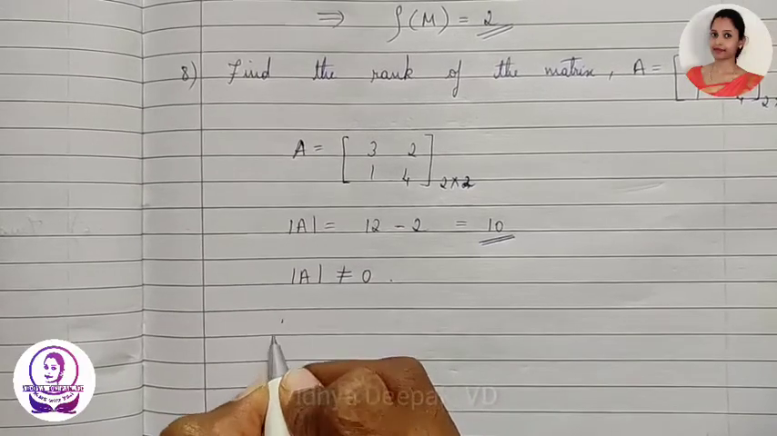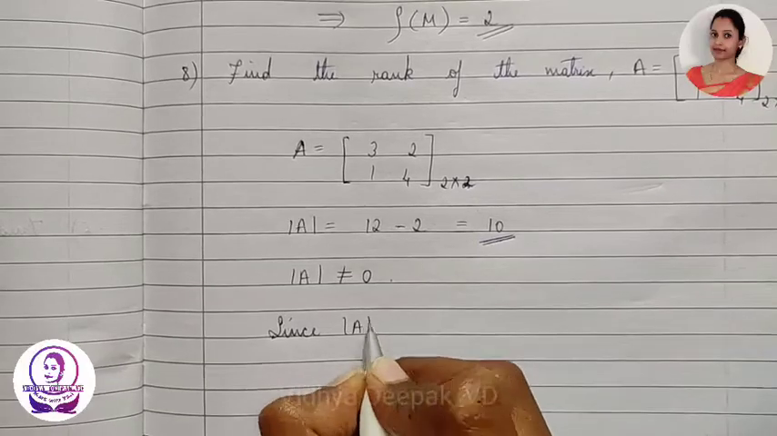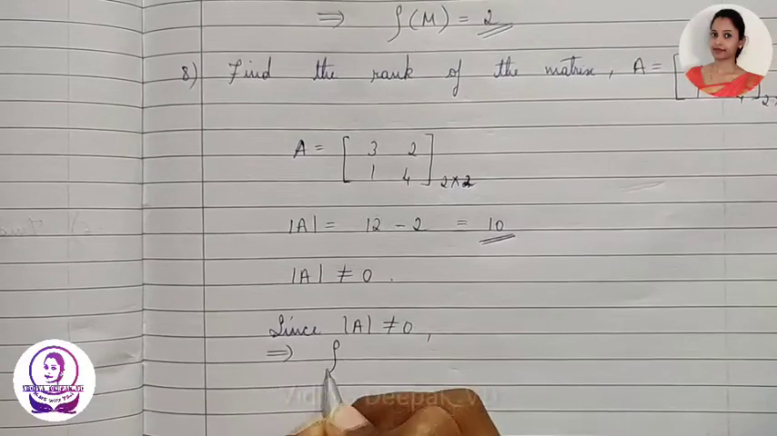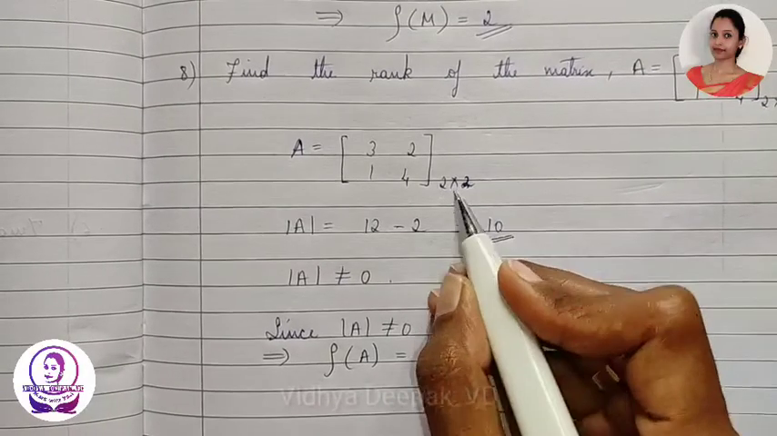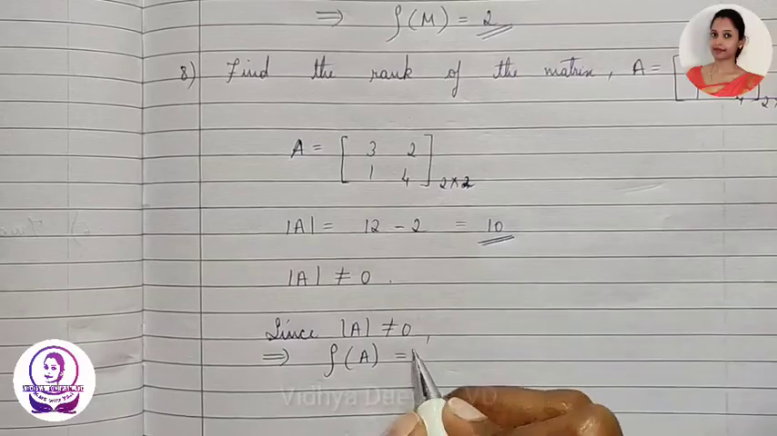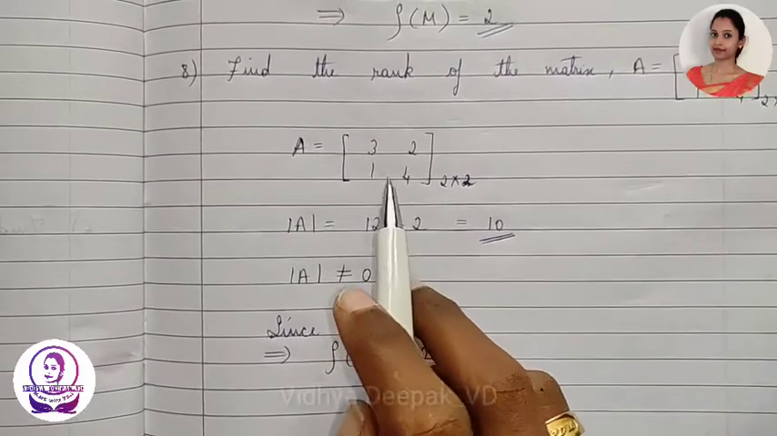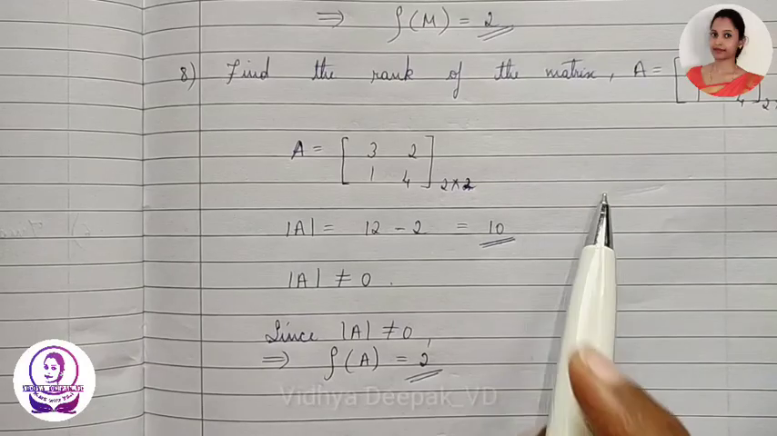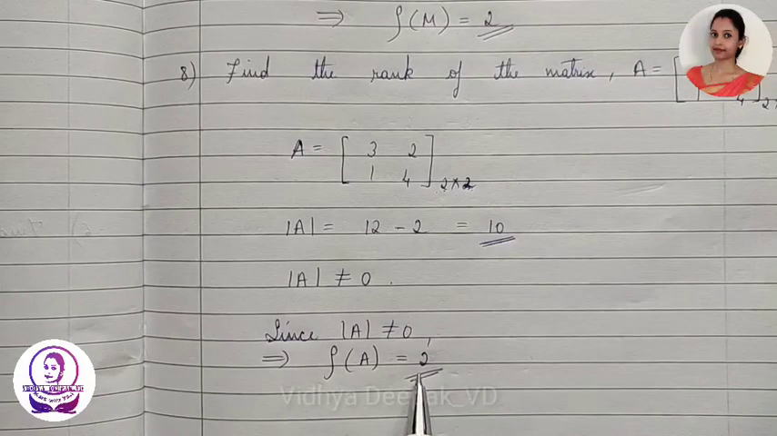Therefore, what is your conclusion? Since determinant of A is not equal to 0, that implies rank of the given matrix is nothing but the order of the given matrix. What is the order? 2 cross 2. That means 2. Here there is one more thing. You have to first check whether the given matrix is a square matrix or a rectangular matrix. If it is a square matrix, the order of the matrix applies as the rank.